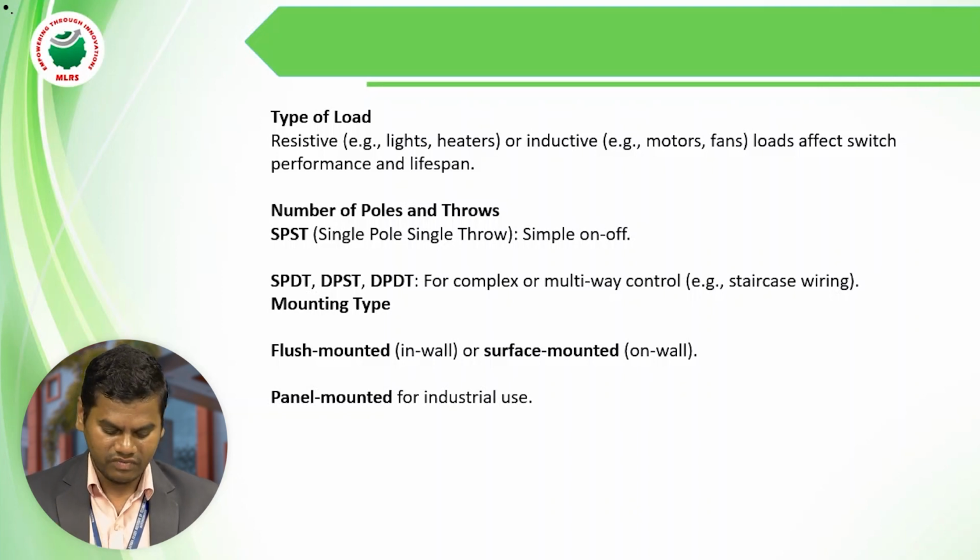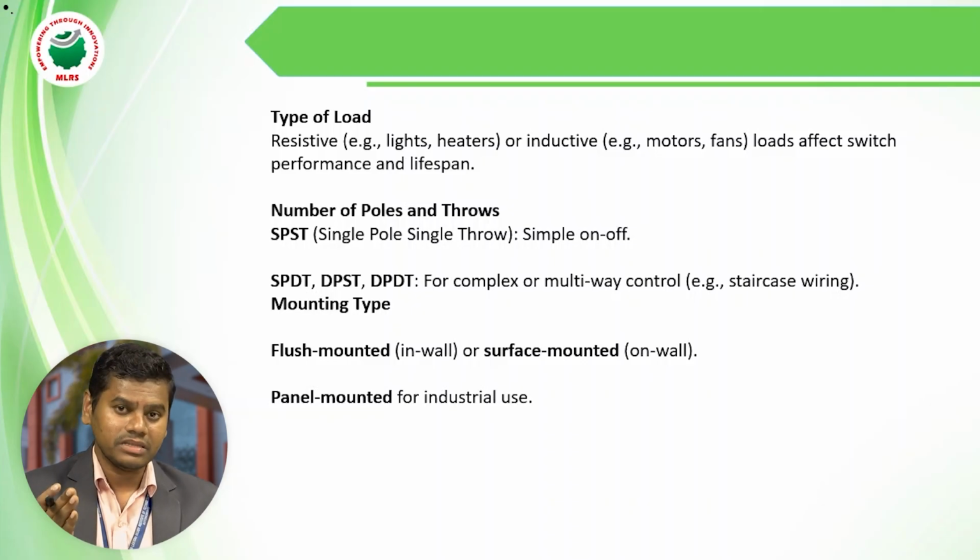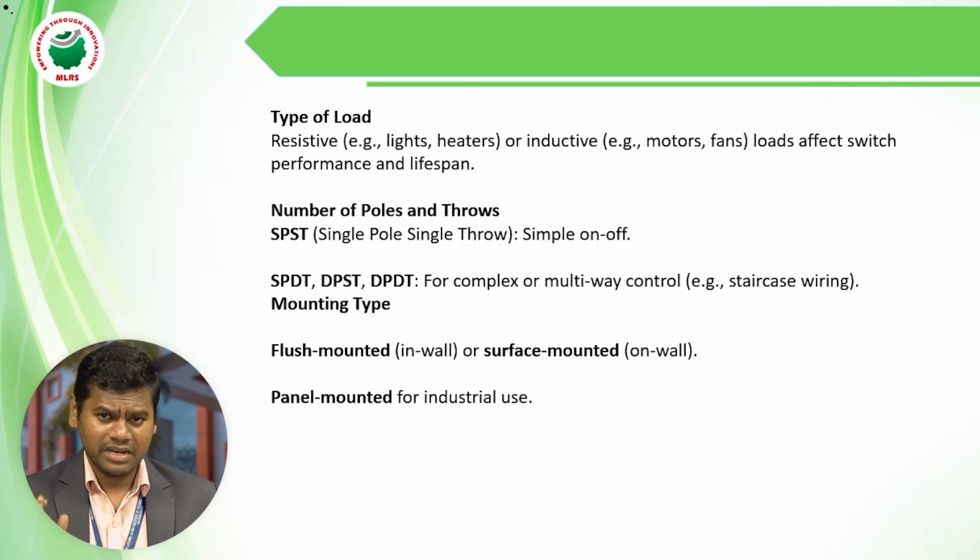So flush mounted is nothing but in wall or surface mounted on wall, in wall and on wall. Next, panel mounted. Panel mounted is nothing but a distribution box. The panel mounted type is used for industrial purposes only.